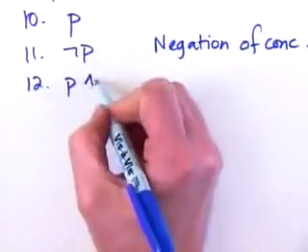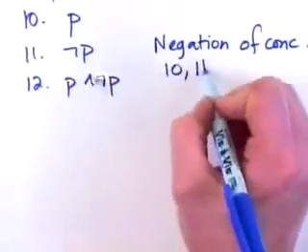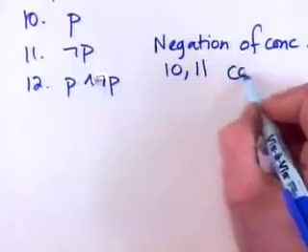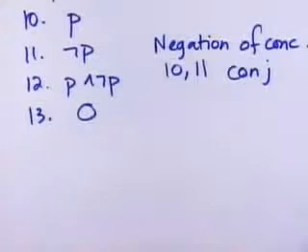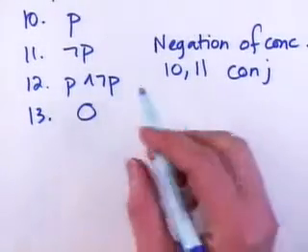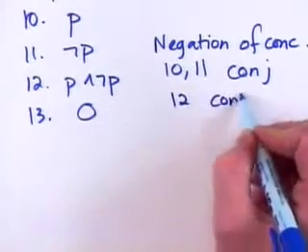And then I could do conjunction, which is a required step in proof by contradiction. And then I would put 0, because P and not P is always false. It's a contradiction. And so that would be from line 12 and the contradiction rule.